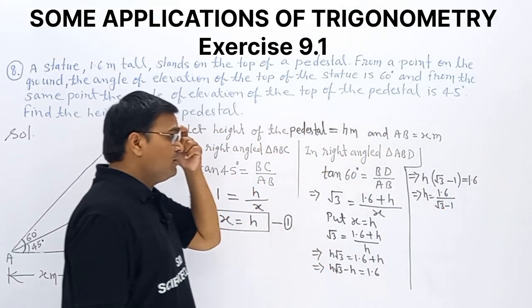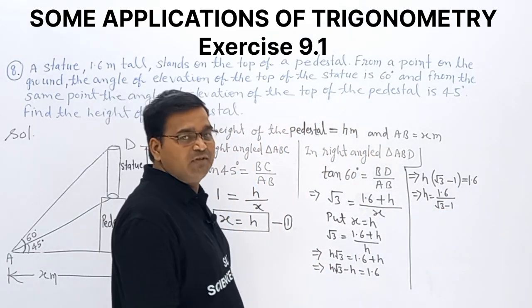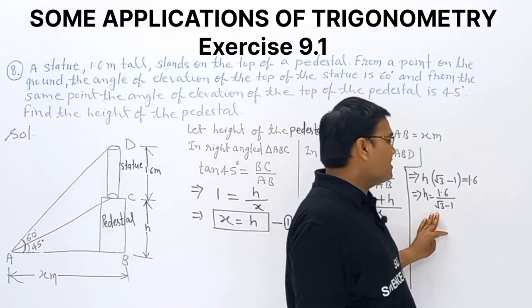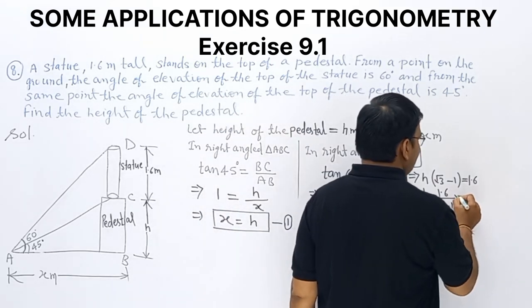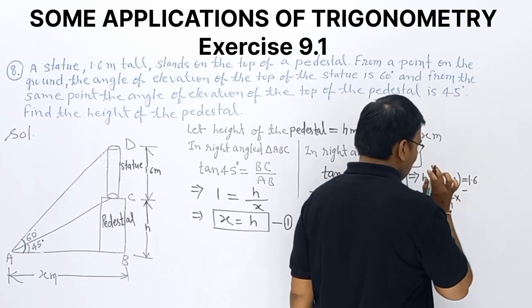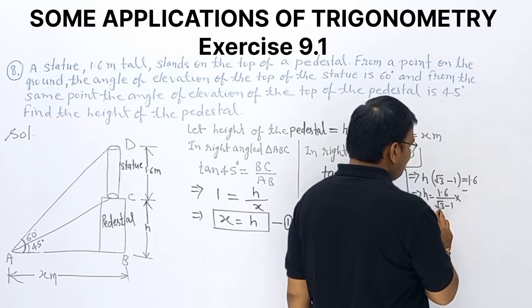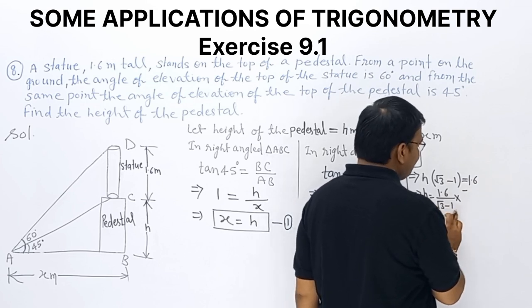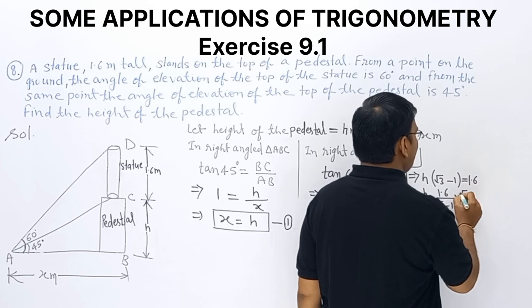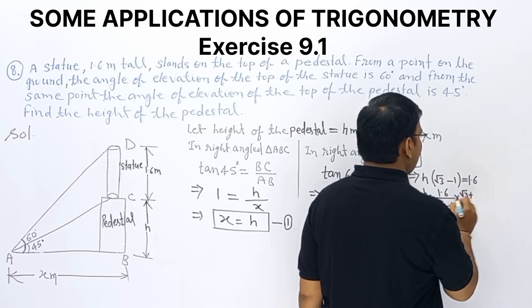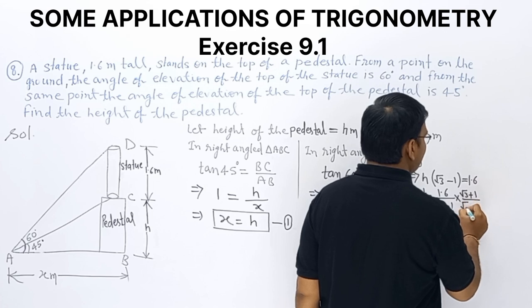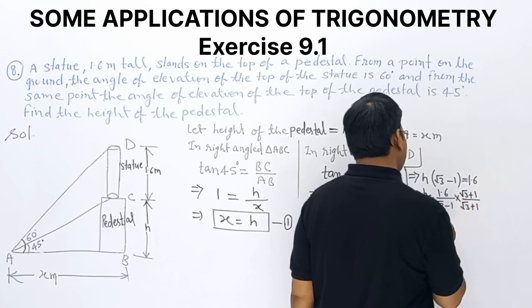Now in the denominator we are having a radical sign, so we should remove it. And how will we remove this radical? Rationalization. In rationalization we multiply numerator and denominator by its conjugate. Square root of 3 minus 1 is there, so its conjugate will be square root of 3 plus 1. So we multiply numerator and denominator by square root of 3 plus 1 divided by square root of 3 plus 1. Clear?